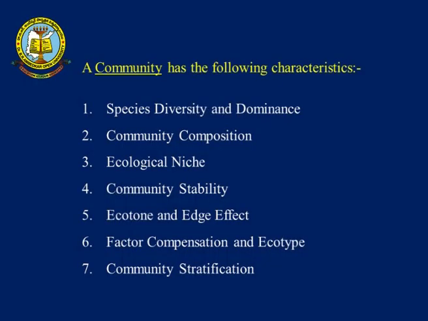And of course, there is parasitism, where parasites survive in a host so that they can grow in number. So, this is community interaction. Now, this community has the following characters: species diversity and dominance, community composition, ecological niche, community stability, ecotone and edge effect, factor compensation and ecotype, and community stratification. We are going to talk about all this briefly so that you will be able to write an answer about community structure and dynamics.